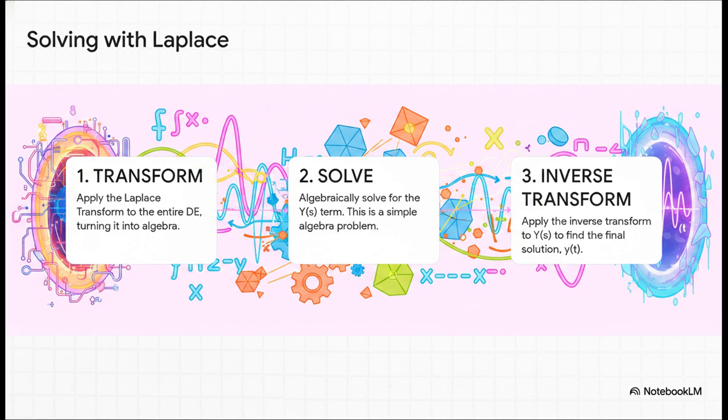It's a simple three-step dance. Step 1, transform the whole differential equation into the s domain. Step 2, solve the new algebraic equation for Y(s). This is the easy part. And finally, step 3, use your transform dictionary in reverse to convert back to the t domain and get your solution, y(t). Done.